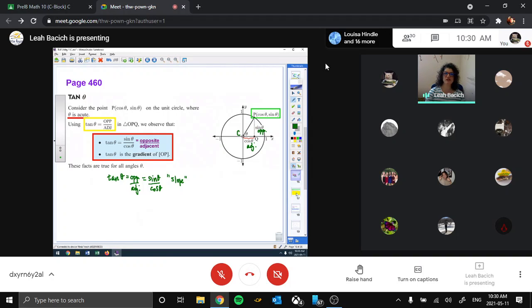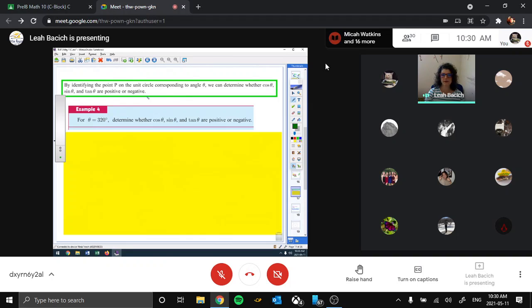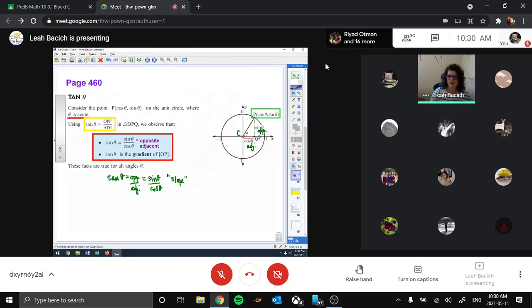Okay, so how does tangent come up in a question, let's say? If I give you theta is 320 degrees, what quadrant would 320 degrees be in, by the way? 1, 2, 3, or 4? 4. Yeah, because I'm going to go 90, 180, 270. It's in here somewhere.